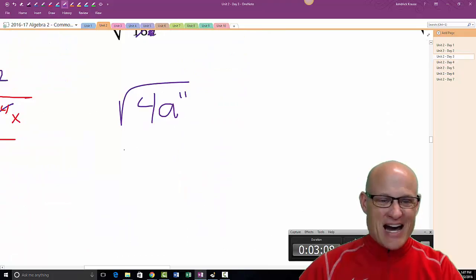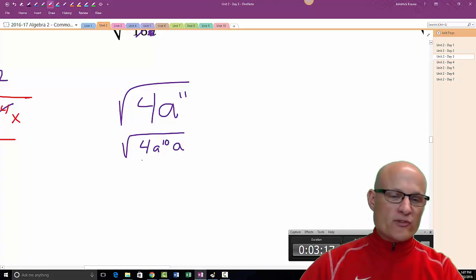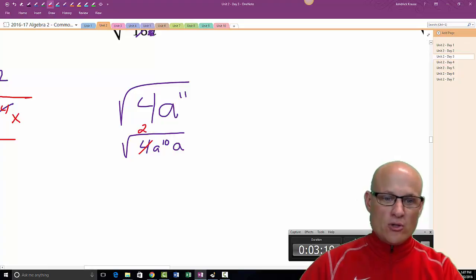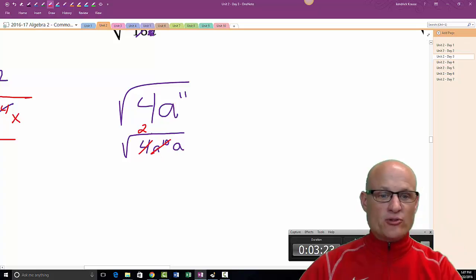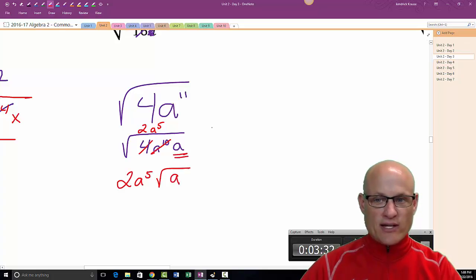11 is an odd exponent, so I don't want to keep that. So I'm going to write it as 4a to the 10th a. Well, okay. What's the square root of 4? 2. What's the square root of a to the 10th? That's 5 groups of 2, so a to the 5th. So my answer is 2a to the 5th square roots of a, because the only thing I couldn't deal with is that.